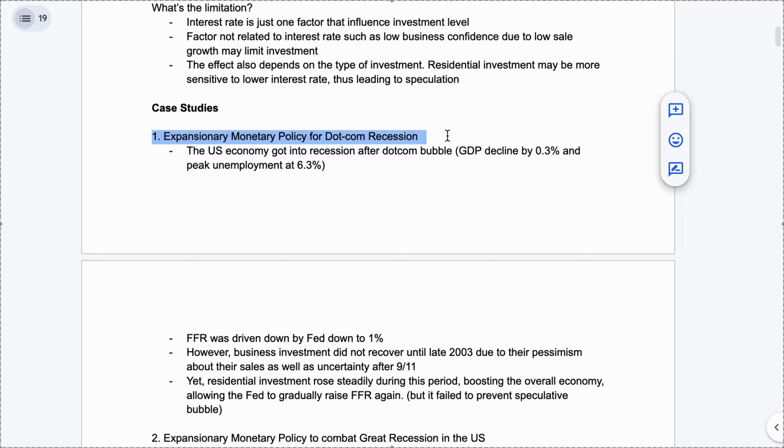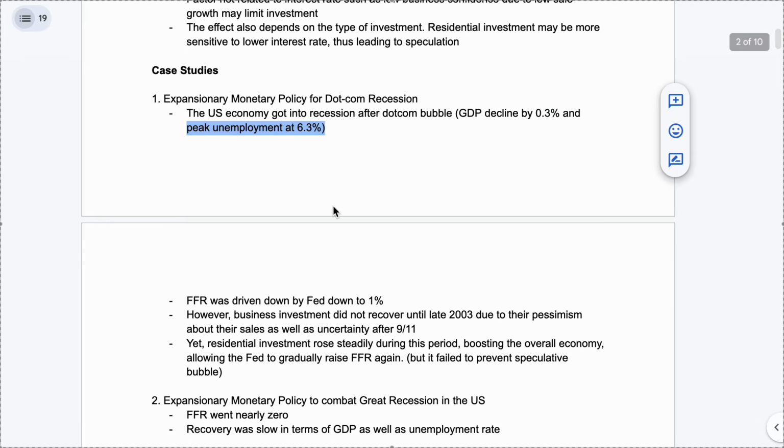The price of those stocks went down quite significantly. A lot of people lost confidence, so the economy got into recession. GDP declined by 0.3%. Not horrible, but still painful. And the peak unemployment was 6.3%. Not one of the highest that the U.S. experienced, but it was still bad. So the economy was in recession.